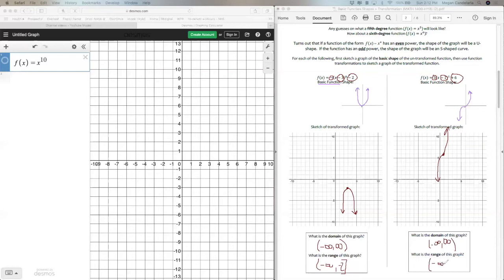Oh, my handwriting is so bad. I'm sorry. All right.